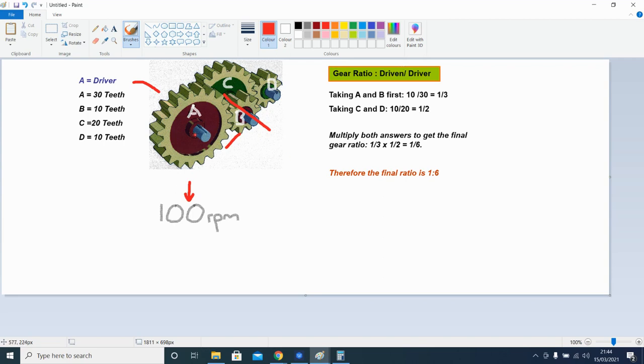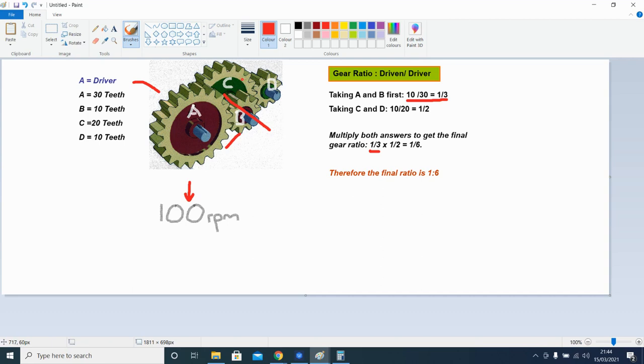So this is our driver, the first one with the motor, and this is driven. So that's 10 over 30. This is our first calculation here. 10 over 30 gives us 1 is to 3. 1 over 3, that's our input. And then we look to see what else is meshing. So after our input, we look for our output, and that again is driven over driver.